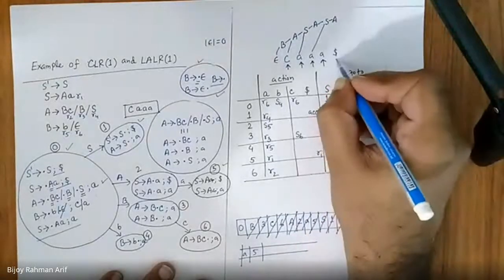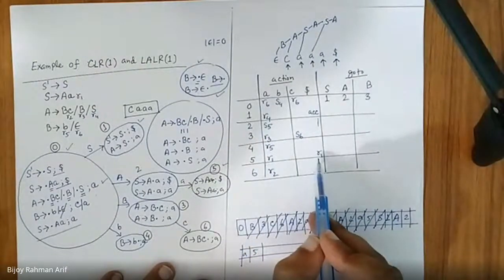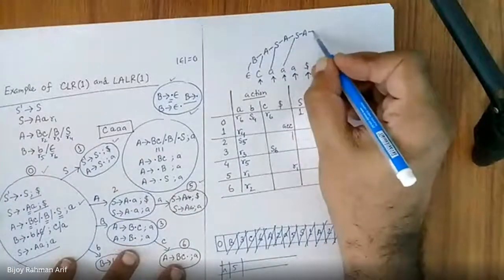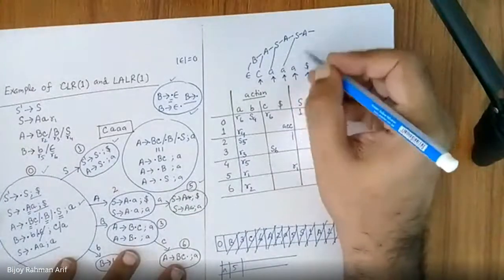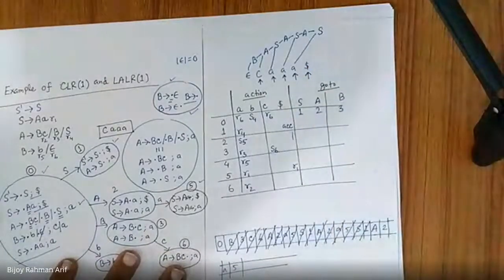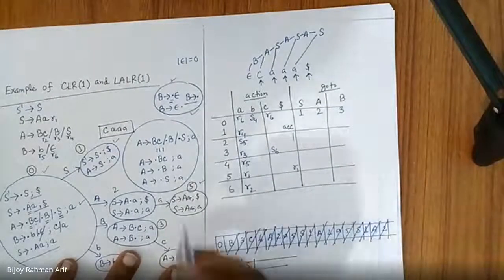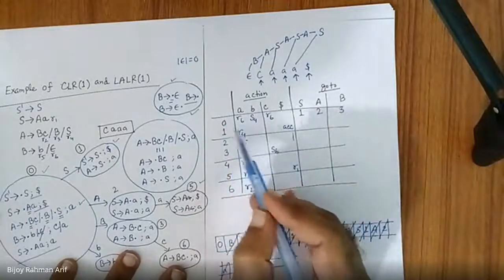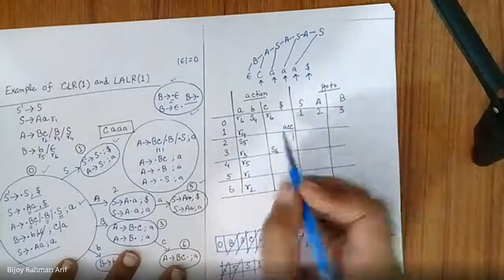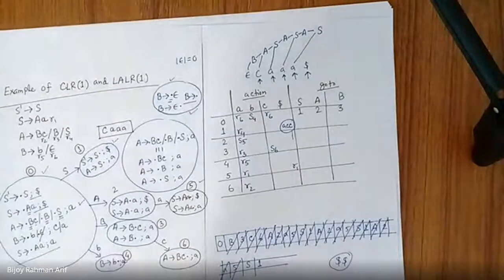Now 5 is saying dollar. So reduce is in rule number 1. So what is rule number 1? This A and this capital A and this small a would become S. Finally, I have to pop 4. 1, 2, 3, 4. I have to push S. 0 seeing S, I'm going to state 1. Now 1 is saying dollar. That's it. This is the case. That's why I have taken this example.